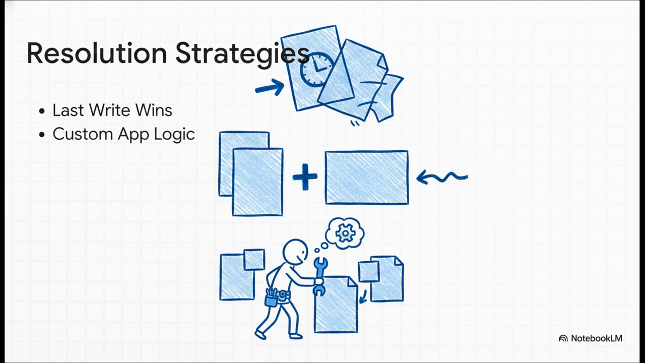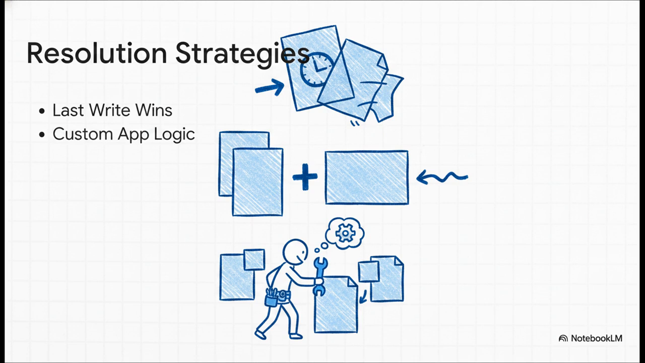Well, the system has to merge them. And if both editors change the exact same sentence, boom, we have a write conflict. The system has to decide who wins. The easiest method is last write wins, which literally just looks at the timestamp and keeps the newest edit, though this totally risks silently deleting the older edit.